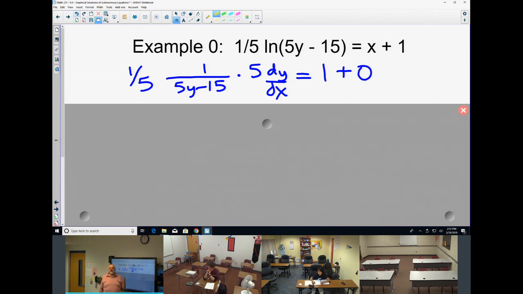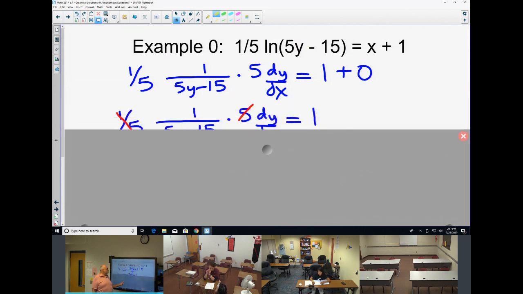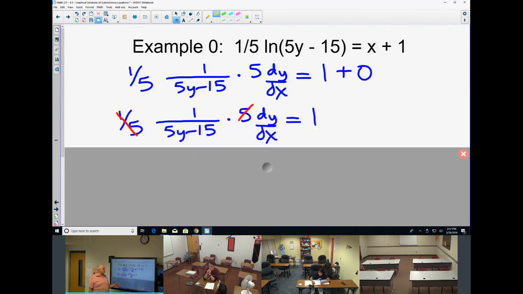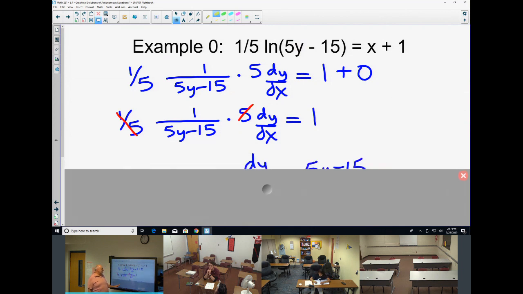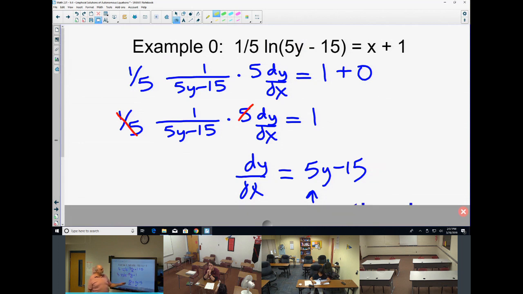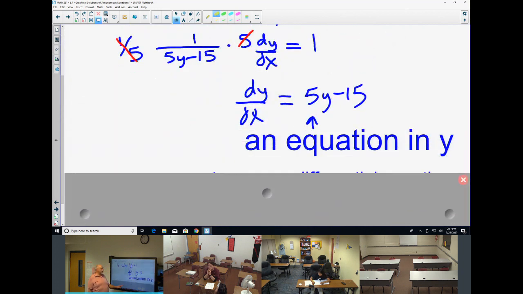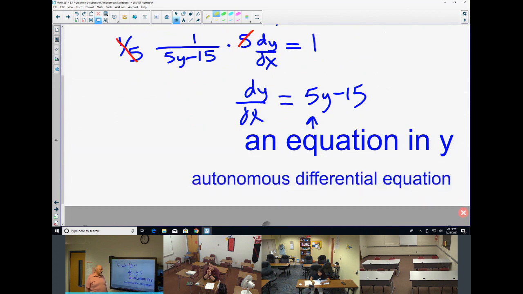And so now when we solve this for dy/dx, you might actually see, even as early as this, that there are no x's in here. There's just a y. Okay? So when we solve this, I'm going to just simplify the 5 and the 1/5, then multiply each side by 5y minus 15. So then when we get the dy/dx by itself, we just have a function in y. There's no x's here. So if there's a function just in y, then that is an autonomous differential equation.